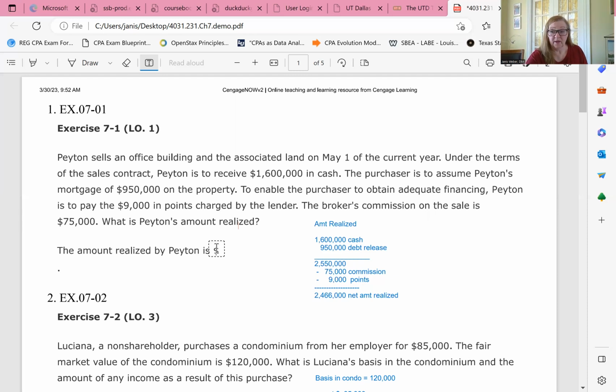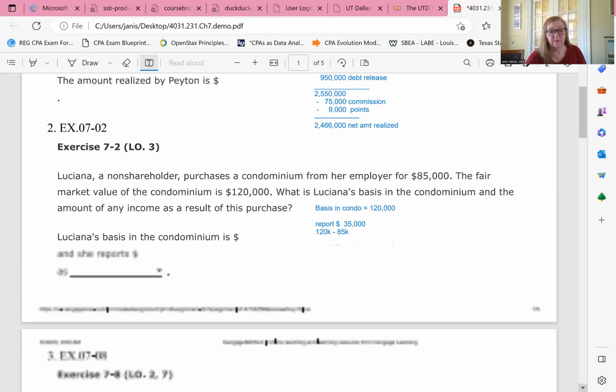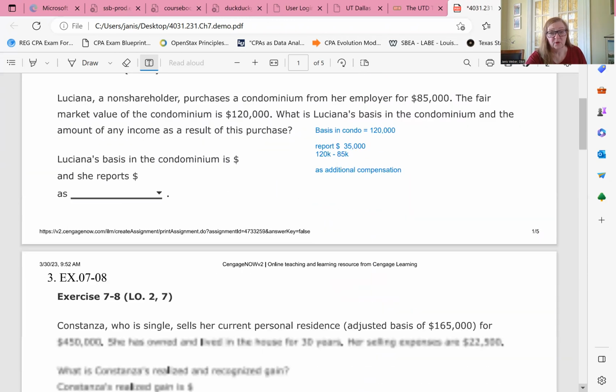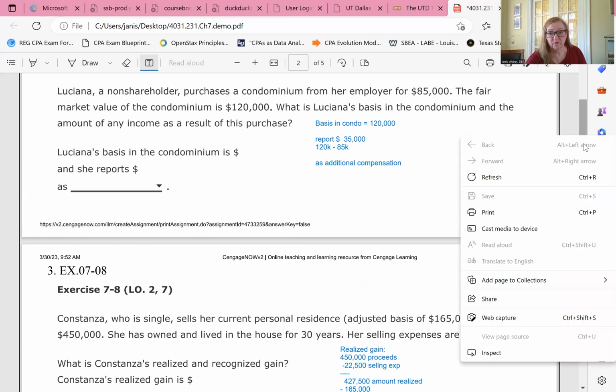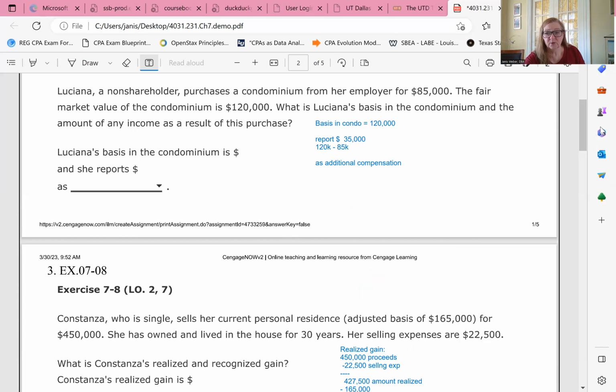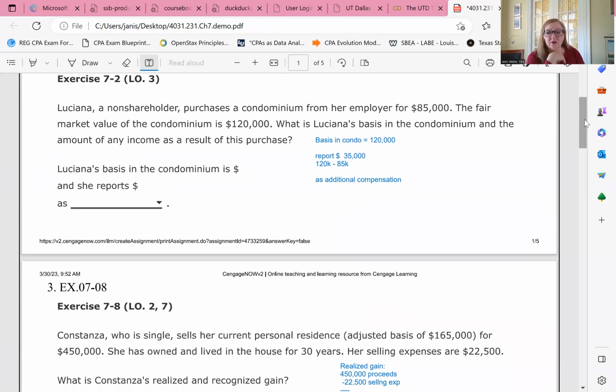Okay, so that was not too bad. You just have to know how to handle all these pieces. The next problem is exercise 7.2. Let me just go up a little bit, and move some of this out of the way. All right, so the next one is Luciana, a non-shareholder, who purchases a condominium from her employer for $85,000.